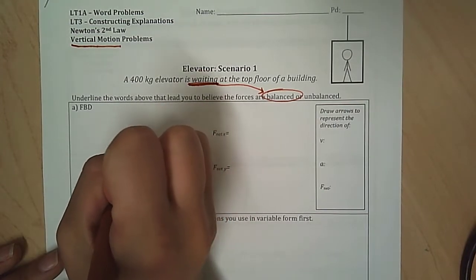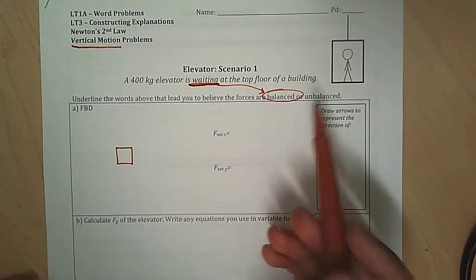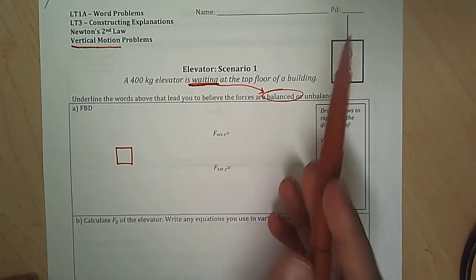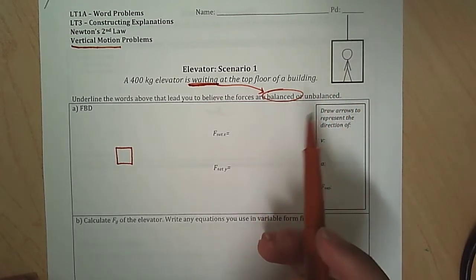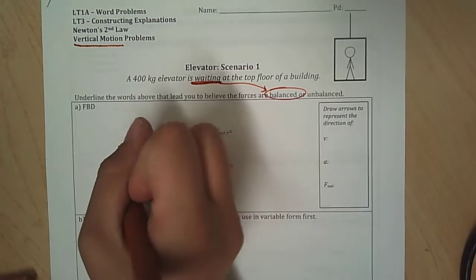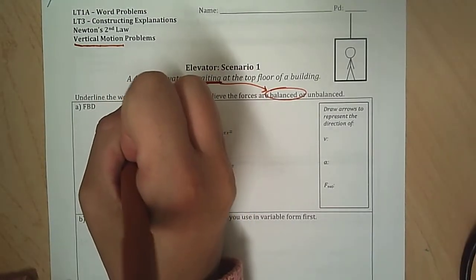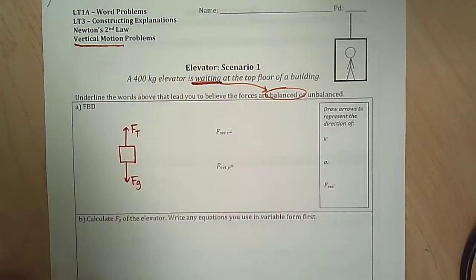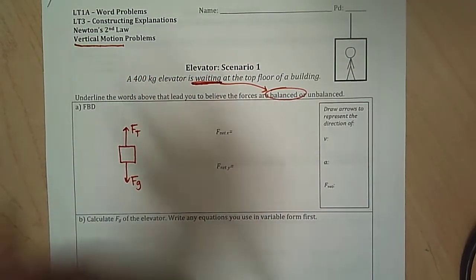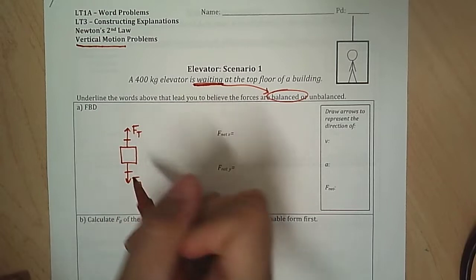So you make your box. Now with elevators, there's no surface, right? The elevator is hanging in the elevator shaft. And so we would have weight, Fg, but what's going up is the tension. Okay, so you wouldn't put a surface in, you wouldn't have a normal force, we have tension. Now these two are equal because it's at rest.